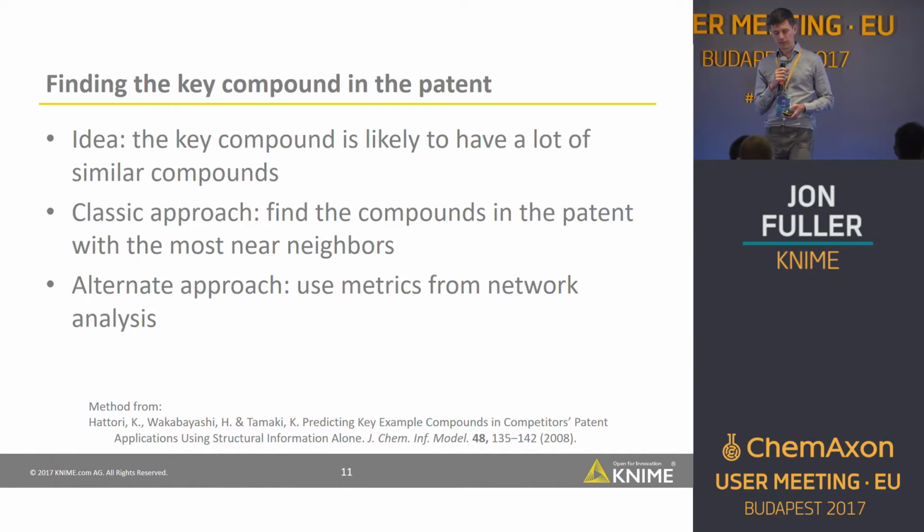We basically have two approaches that we might follow. We might want to take the compounds in the patent that have the most nearest neighbors and say they're the interesting things. Or we may want to use metrics from the network. And we may just want to browse the data a bit more.